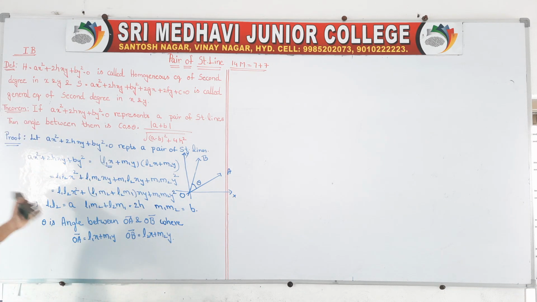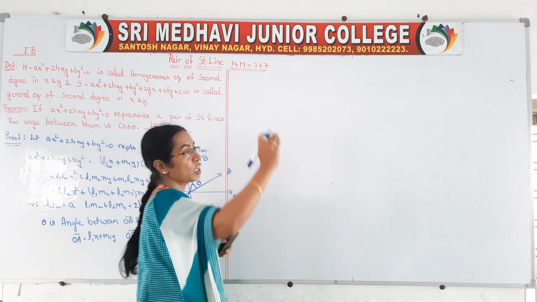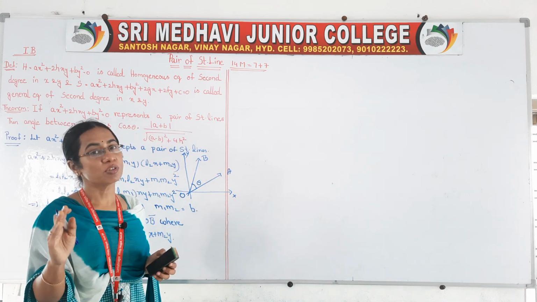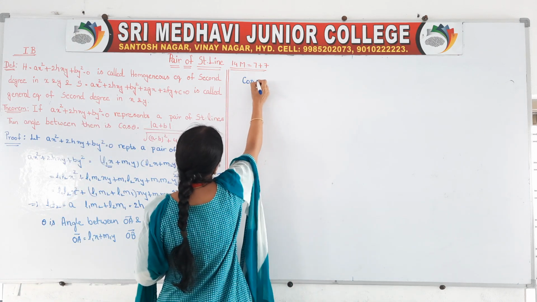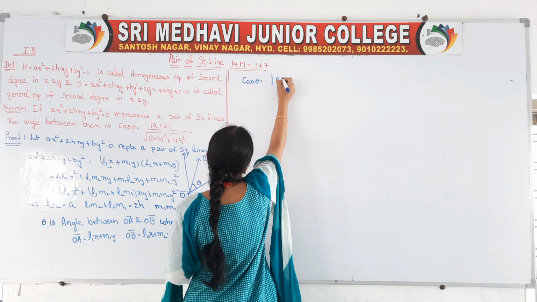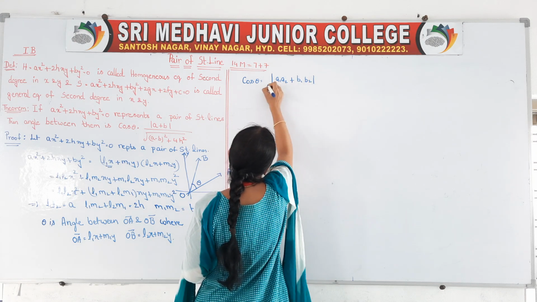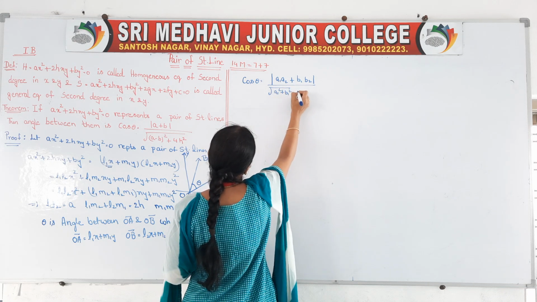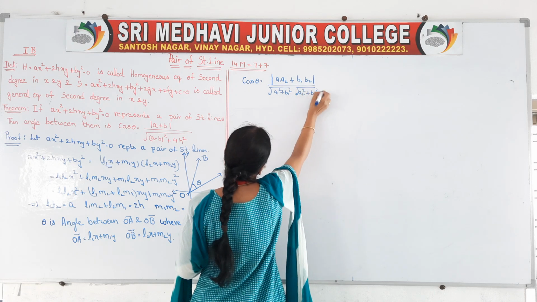Now go to your straight lines. The angle between two lines A1x plus B1y plus C1 is equal to 0 and A2x plus B2y plus C2 is equal to 0, what is the formula? Do you remember it from our straight lines? Cos theta is equal to modulus of (A1 A2 plus B1 B2) by root of (A1 square plus B1 square) into root of (A2 square plus B2 square).